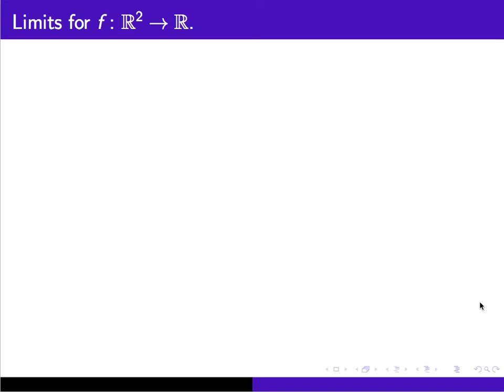All right, now that we've reviewed limits for functions of a real variable, we're going to talk about limits for functions of two variables. Everything we talk about is easily generalized to functions of several variables, but we're going to stick to two variables for concreteness. So let's get to it.